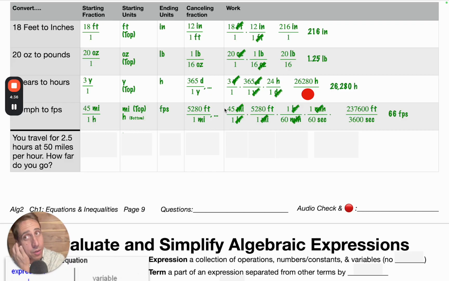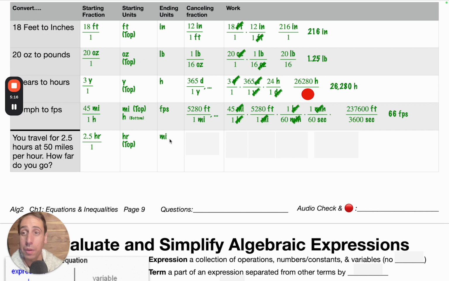Now, that's for converting, but you can actually also use this to solve some word problems. For example, you're traveling for 2.5 hours at 50 miles per hour. How far did you go? So the starting fraction, what are you starting with really? You're starting with 2.5 hours over 1. The hours are in the top. And what I want at the end of the day is a distance. Like I want to turn this into a distance. But just spending time on the couch, 2.5 hours on the couch is not going to get you any further along in miles. Hours and miles are not the same thing.